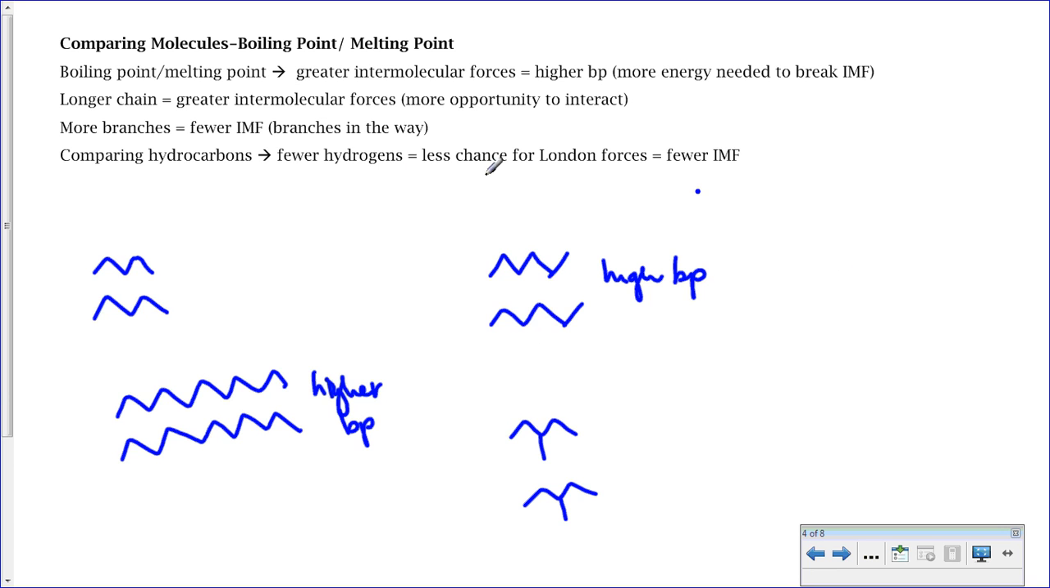Now, one last thing to consider is when you're comparing hydrocarbons. So if you compare an alkene versus an alkane, the alkanes have more hydrogens in them. You can almost think of the hydrogens as being like tendrils that are able to reach out and attract to the other molecules. With the alkenes, they have fewer hydrogens, so there's fewer points for attraction between the two molecules. So in this case, the more saturated ones will have a higher boiling point.